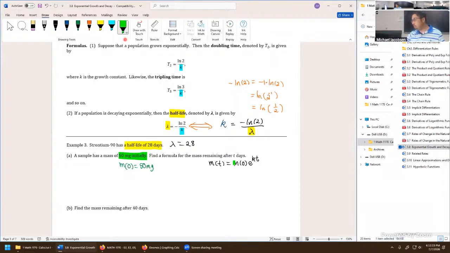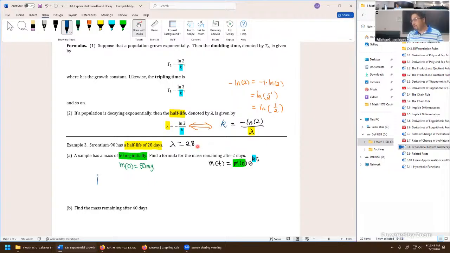We already have the m at 0 part. All we need is K, and then we can answer this entire question in really just one shot. The K is practically provided. If you know the half-life, you know the decay rate K, and vice versa. If you knew the decay rate K, you would also know the half-life. So unlike example number 2, this one is really fast on part A.